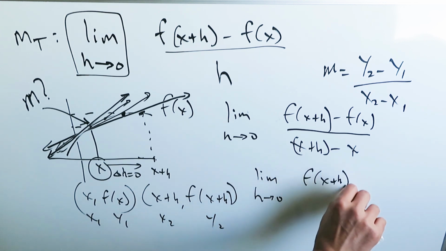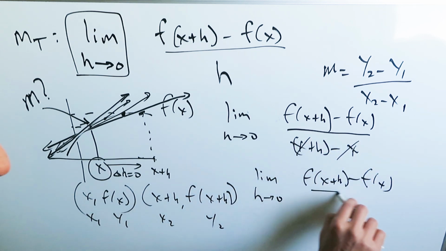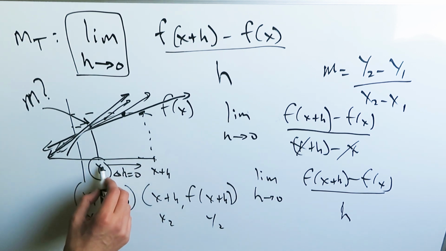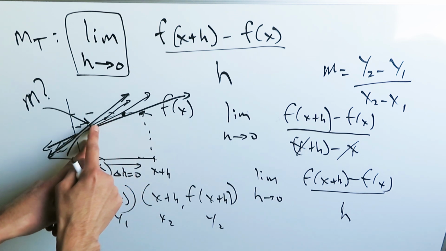You have f of x plus h minus f of x. This x and this cancel out and you have divided by h. So this right here represents the slope of a curved line at a particular point. And that particular point happened to be here. I was using secant lines and slowly bringing them down to a tangent line.